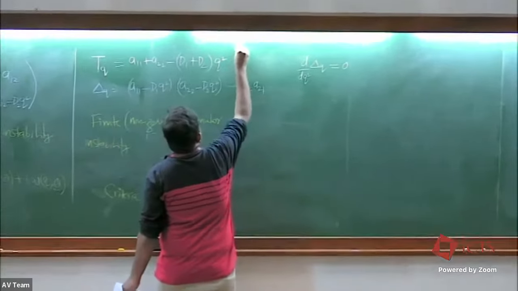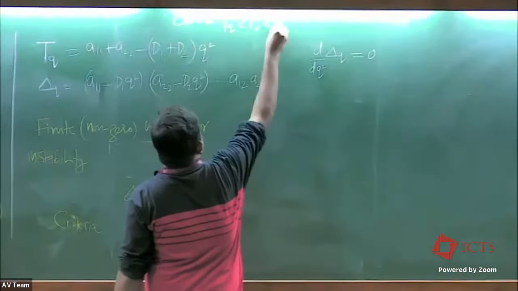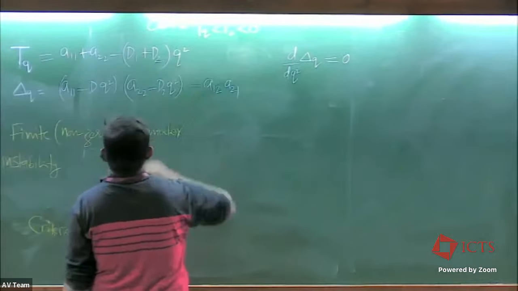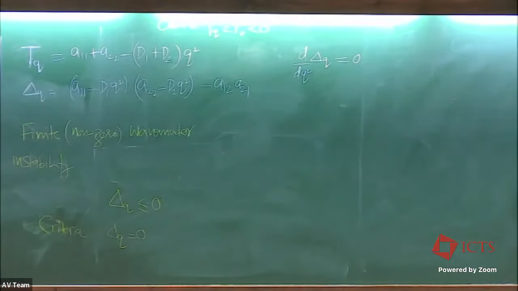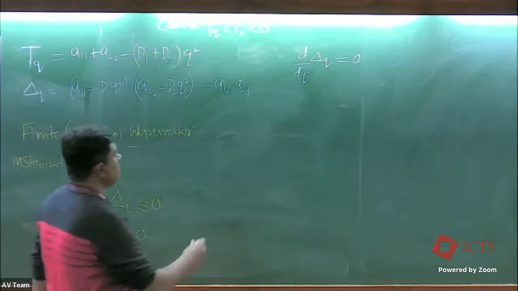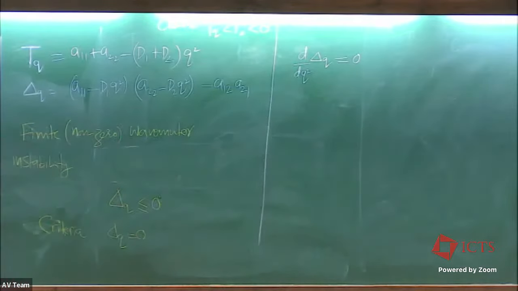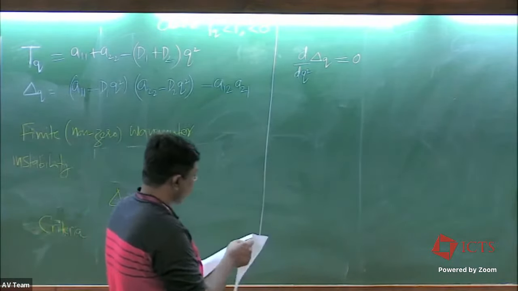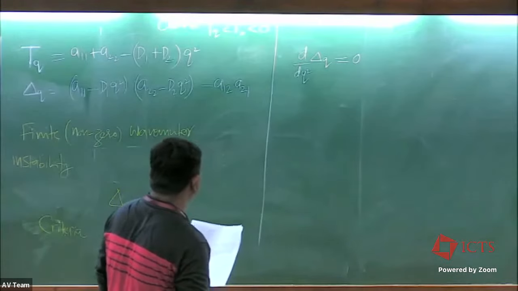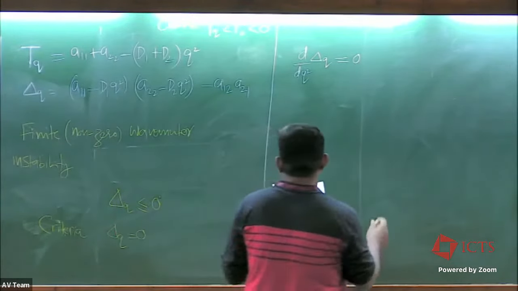That TQ is less than T0 is already less than 0. Okay. And I'll get an instability only when I can satisfy delta Q less than or equal to 0. And so the critical point is when delta Q is equal to 0. So I want to find out where delta Q has a maximum. So I'll do the derivative of delta Q with respect to Q square, set it equal to 0.